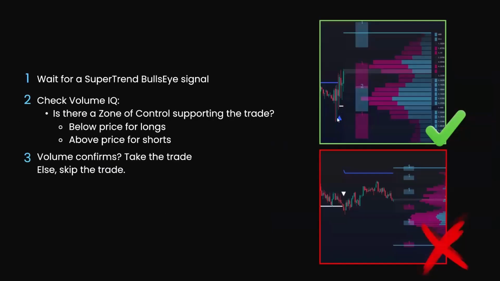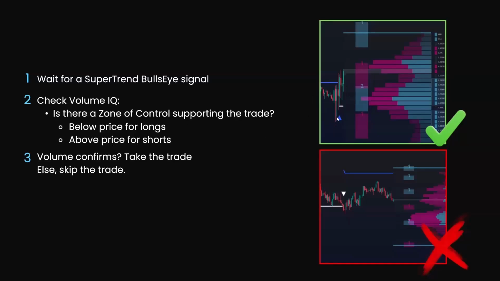So here, for example, we got a SuperTrend long signal, and then we check Volume IQ. Is the center of the zone of control, or the zone of control in general, beneath the price of the signal, which would have been on this bar, the close of this candle? If it is below price for a long trade, that's giving us extra confirmation that the long trade might work out. And if it's above price for a short trade, that's going to give us some bearish confirmation.